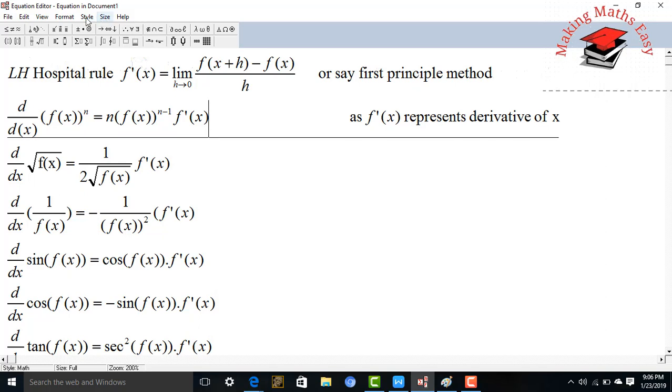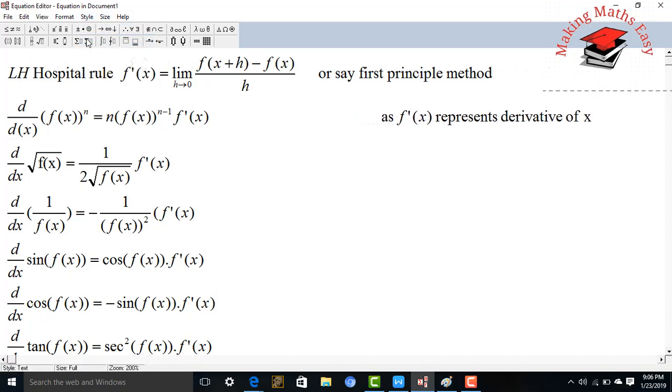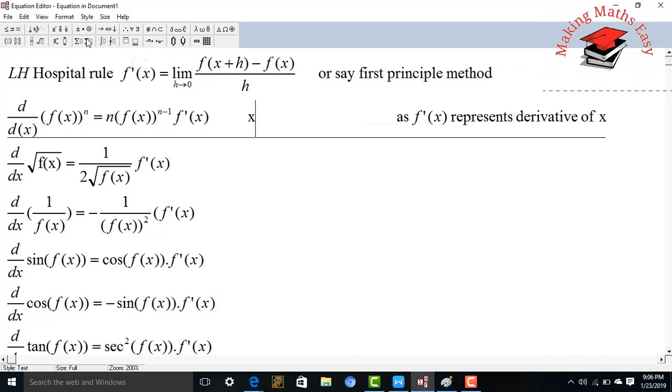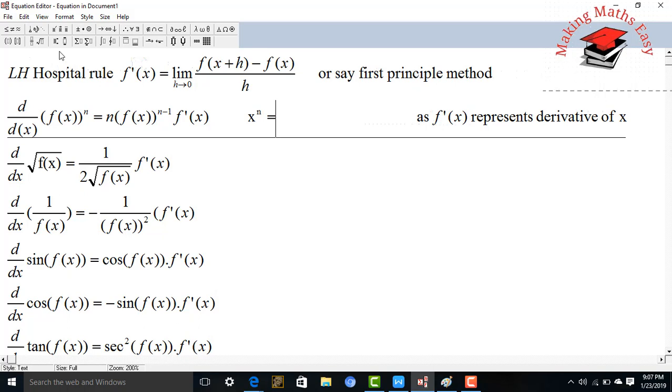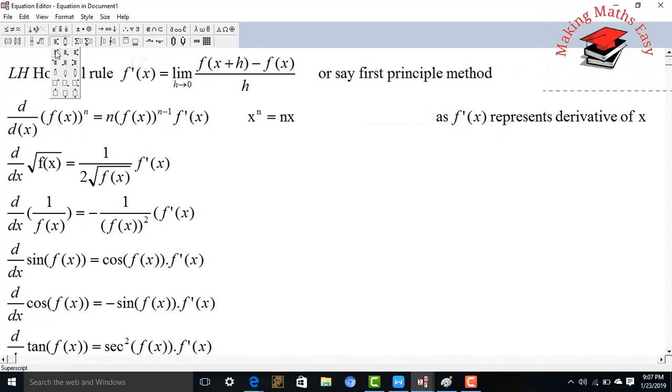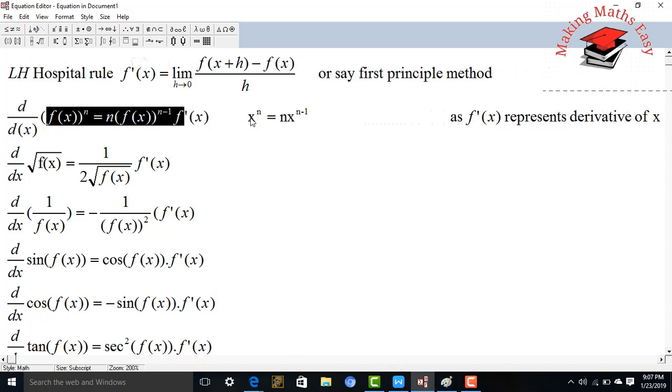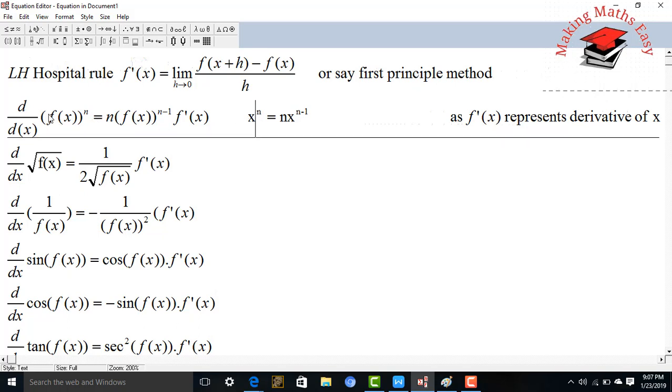This derivative can also be written in this form: let's say the derivative of x raised to n. I'm not putting the symbol of derivative, just for your convenience. It equals n into x raised to n minus 1. So remember these things: whenever f of x represents x, the function of x, in this case I have replaced f of x by x.